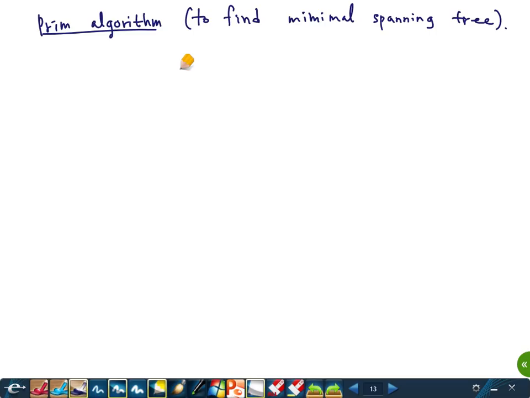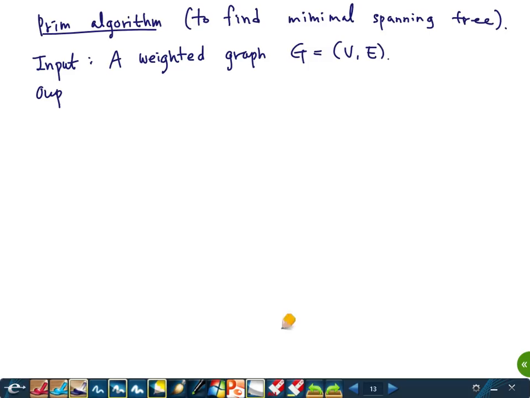A greedy algorithm does not always give you the optimal answer, right? But sometimes a greedy algorithm gives you an optimum solution. This is one such example. Input: a weighted graph G = (V, E). Output: a minimal spanning tree of G.